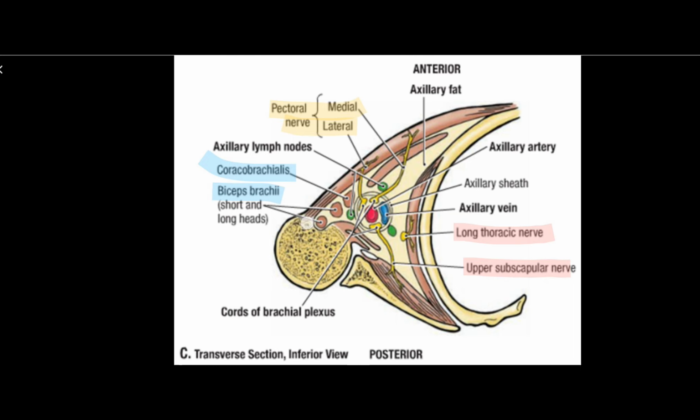The lateral boundary is formed by the intertubercular sulcus and the muscles coracobrachialis and the short head of biceps brachii, along with the long head of the biceps brachii.